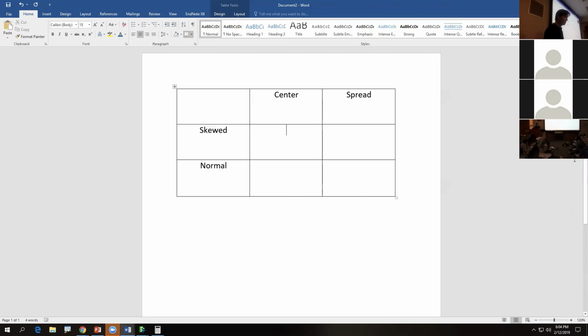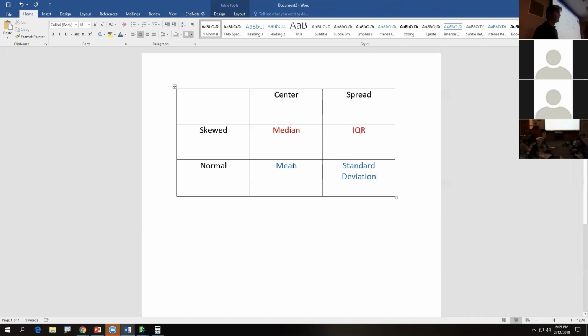Let's go here to center. The center for skewed data would be the what? The median, because it's based on position, and the spread would be the IQR. For normal data, the center would be the mean, and the spread would be the standard deviation. Notice we have everything grouped up: measures of center are mean and median, and measures of spread are IQR and standard deviation. You would never use the median and standard deviation together.